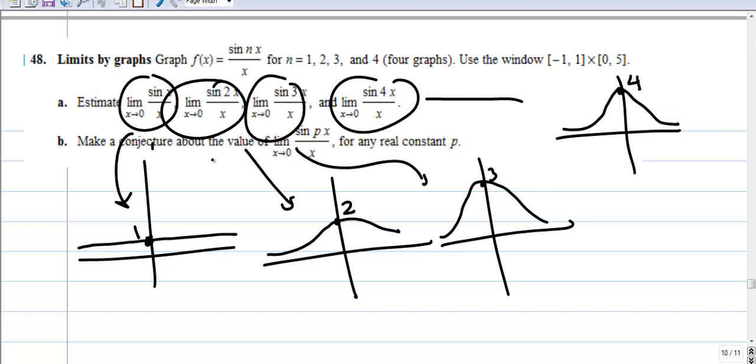And so what's happening is that when you have the limit as x approaches 0 of sine of px over x, it's going to approach p. But you can see that by doing that graphing pattern, so that's kind of cool.